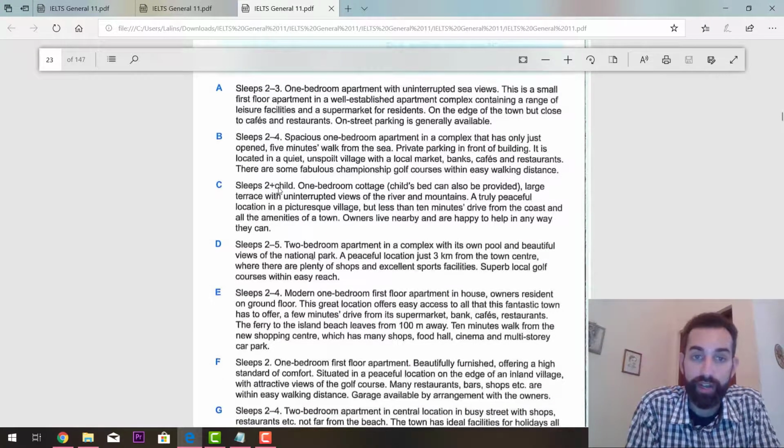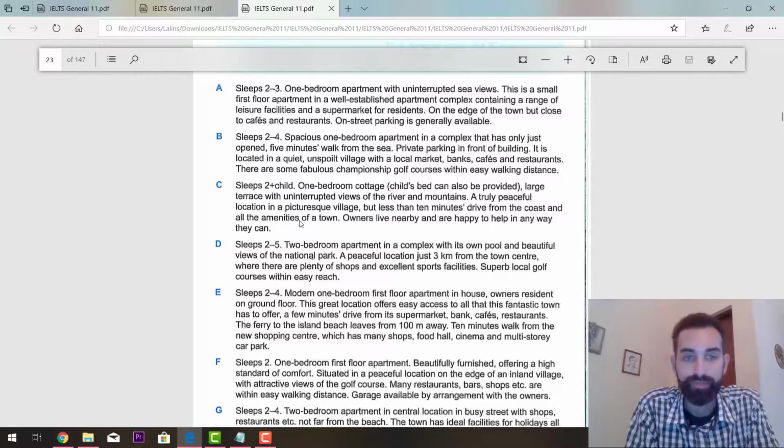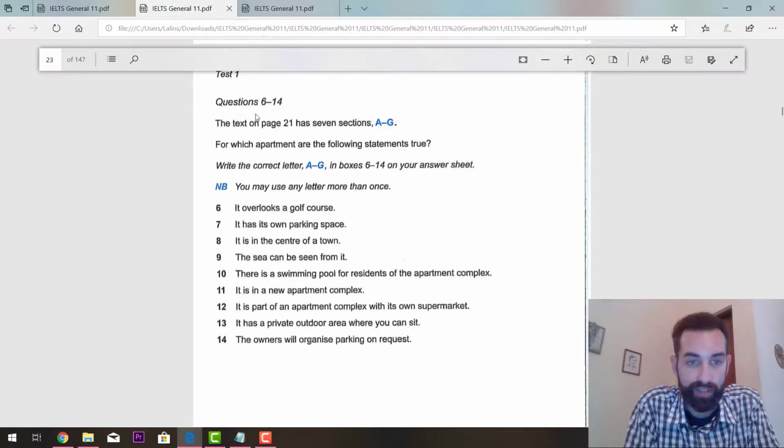Sleeps 2 plus child. 1-bedroom cottage, child's bed can also be provided, large terrace with uninterrupted views of the river and mountains. A truly peaceful location in a picturesque village, but less than 10 minutes drive from the coast and all the amenities of a town. Owners live nearby and are happy to help in any way they can. So now let's look over the questions and see which one would match.